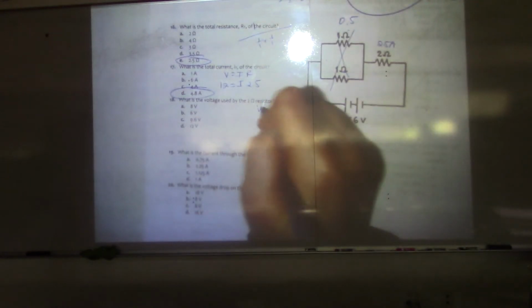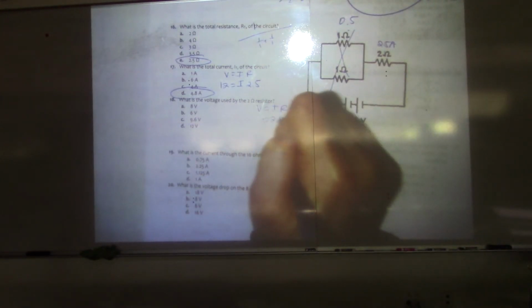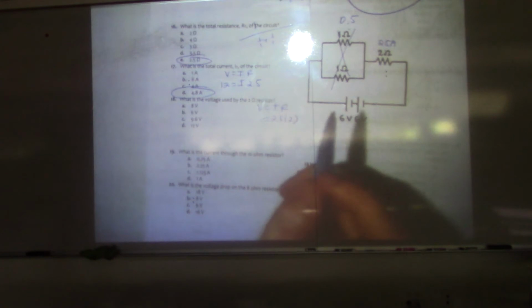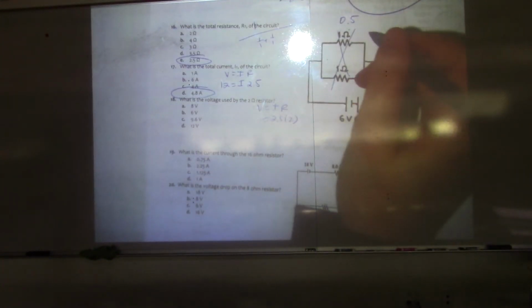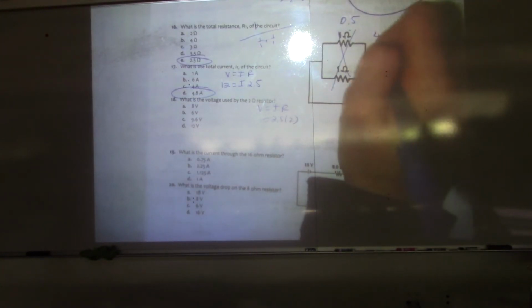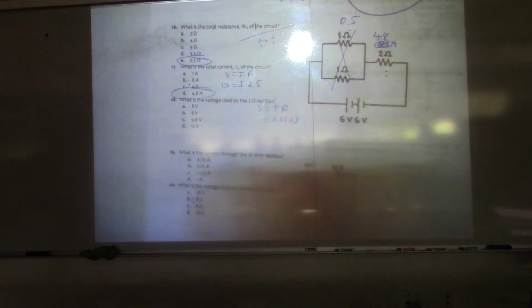So now V equals IR. 2.5 times 2 gives me, ooh, it's not 2.5. It's 4.8, my bad. The current, not the resistance, so the current is 4.8 times 2, which is 9.6.